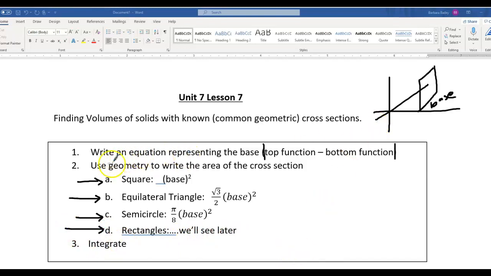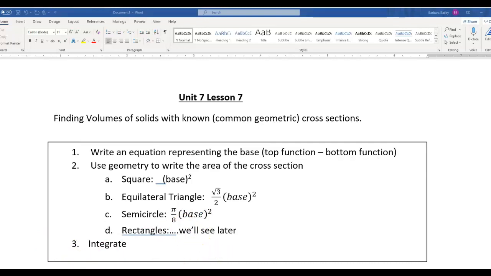But let's review. So write a formula representing the base, or the distance between those two curves, top minus bottom, absolute value. Then use geometry to write the area of the cross section, and it will have to involve the base somehow. And then third, you're going to integrate. And after you've done that, voila, you've got your volume of the solid. You've got the volume of the solid that they're asking for. And so we're going to be using those same three steps.